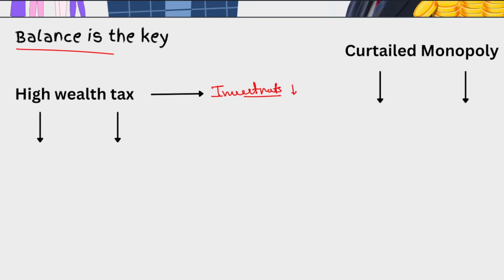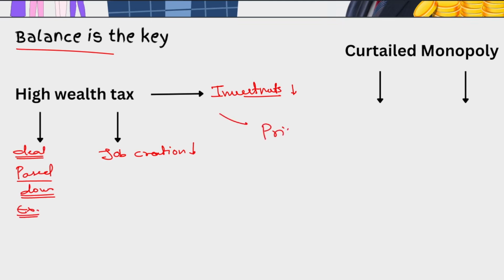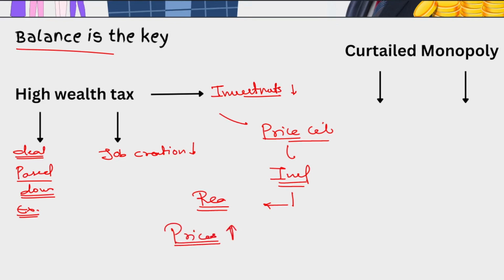Investments can go down. Job creation can go down. People can be in deadweight loss or passed down expenditures. If we set a price ceiling, then there will be inefficiency in the market. Equilibrium will not be reached. Prices will increase even if there is a price ceiling. If there is a price ceiling, then supply will be curtailed. So the market will never reach the efficient phase.